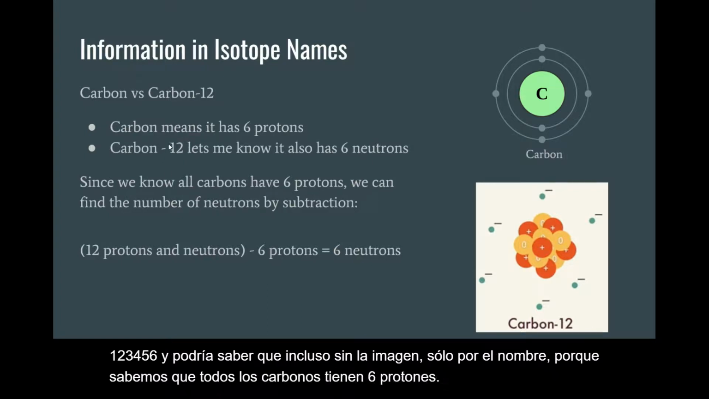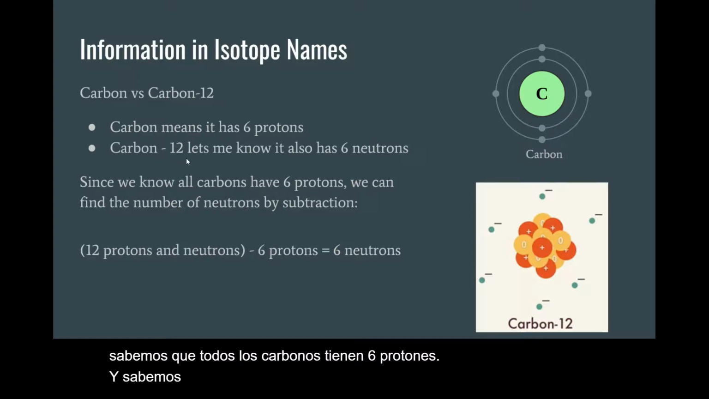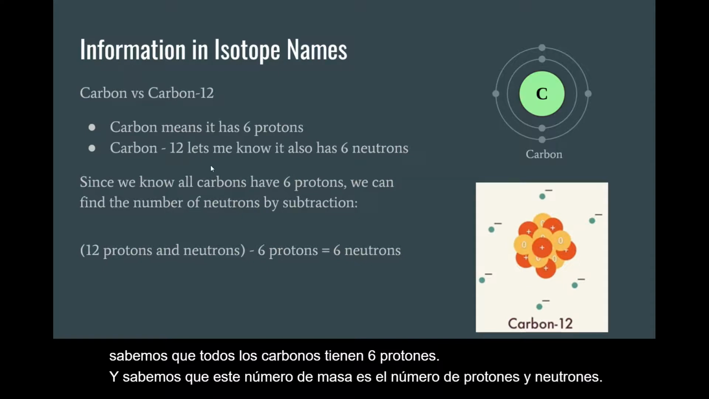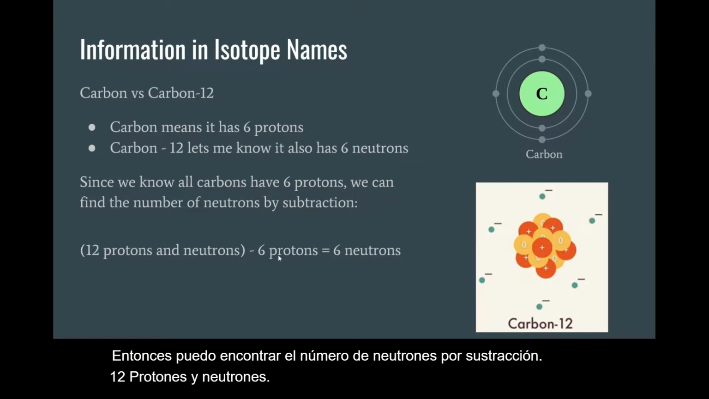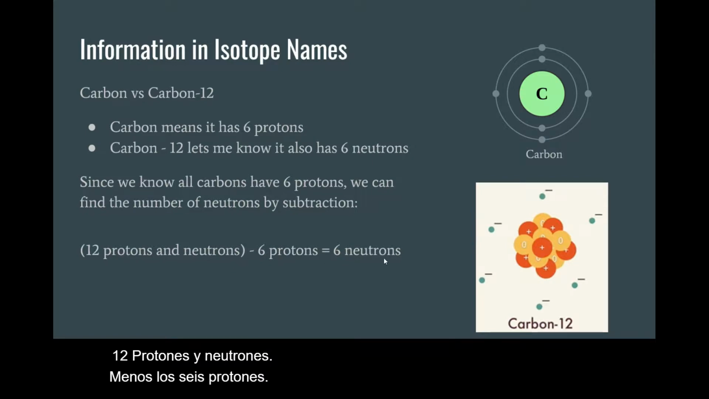And we know that this mass number is the number of protons and neutrons, then I can find the number of neutrons by subtraction. 12 protons and neutrons minus the 6 protons means there must be 6 neutrons.